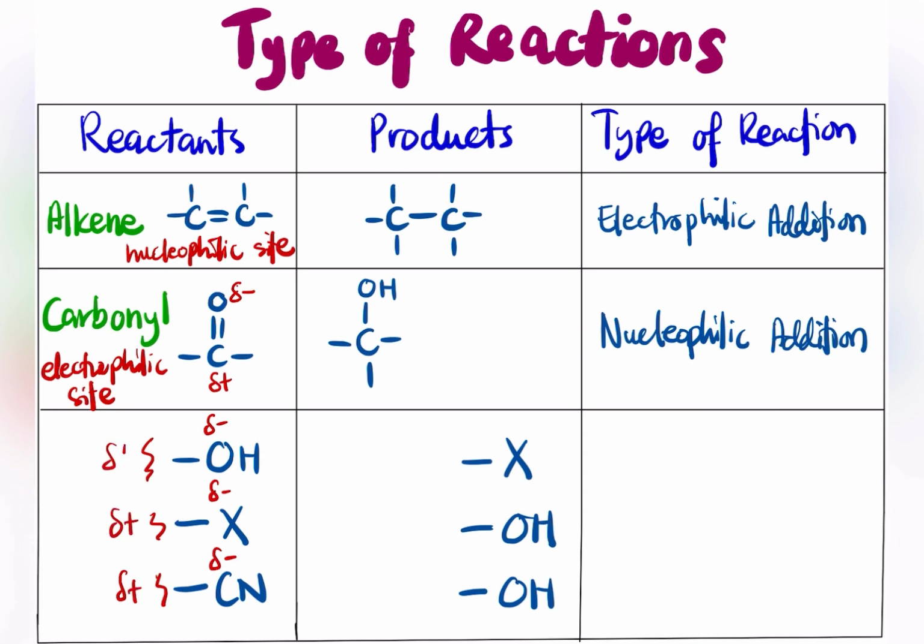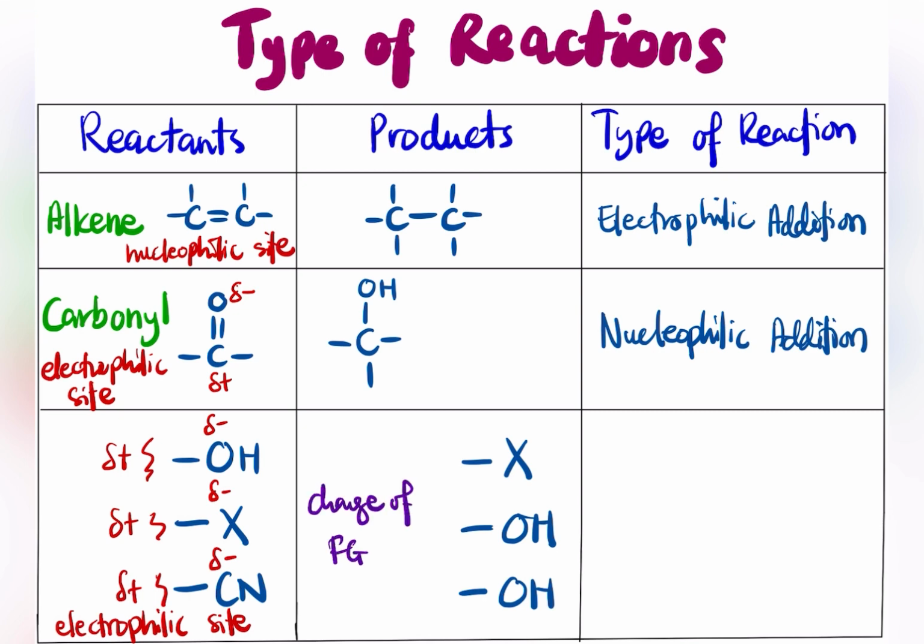So you can conclude this reactant has polar bonds because of the difference in electronegativity. So any molecules with polar bonds are considered as electrophilic sites. So this one, I will write it down as electrophilic site. And from here, you can see that there is a change of functional group.